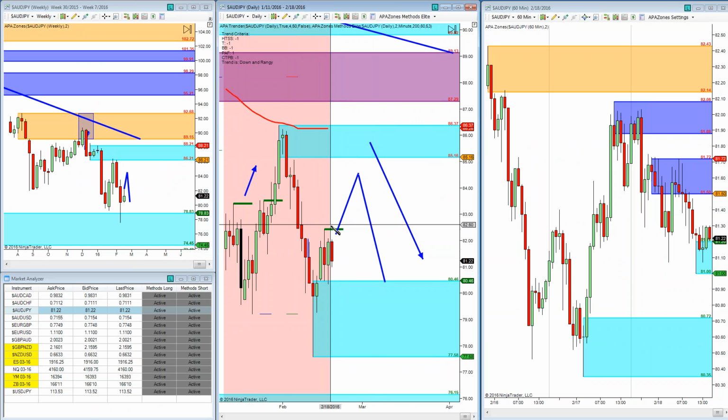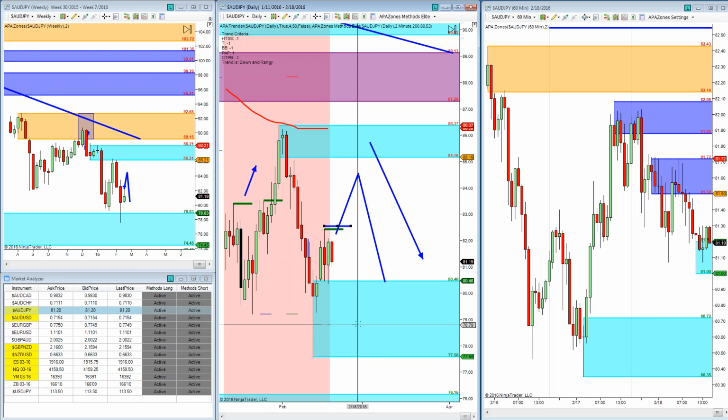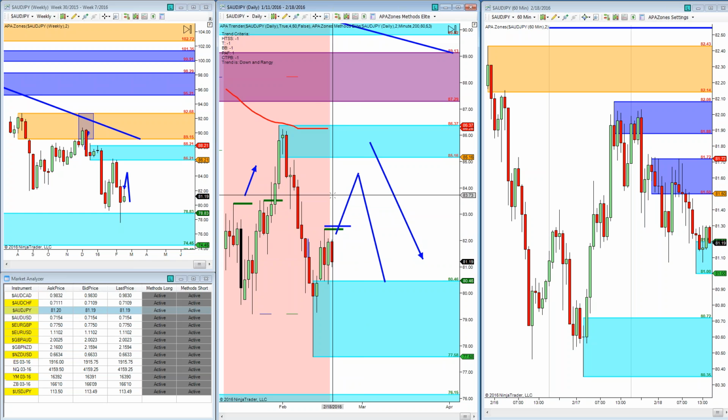You could take the long just above this green line here, basically taking the money bounce off of this aqua level. That would be one way to do it, but only price action will tell us and confirm that when and if that happens.